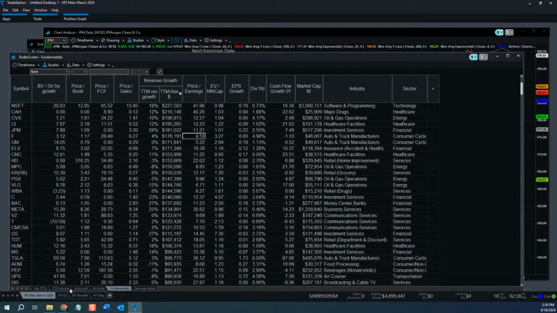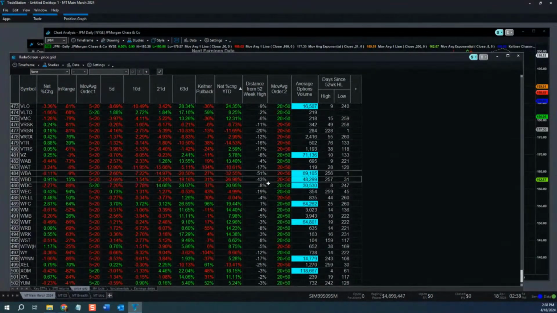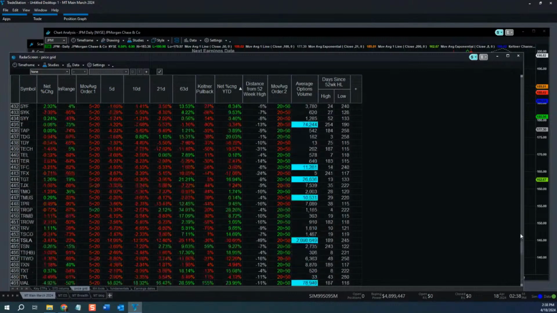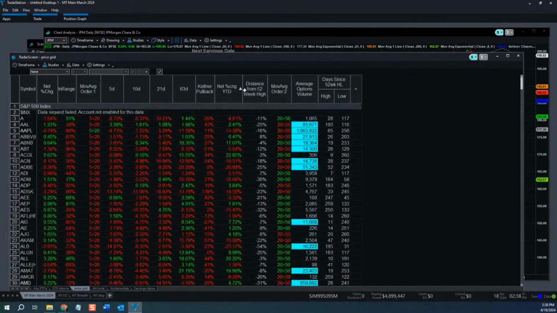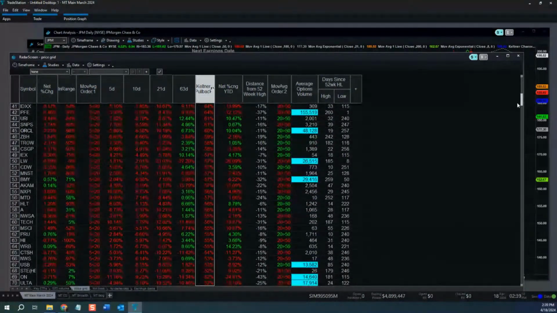Actually, let me jump back over to our price grid, because I did say I wanted to look at this example. I've also talked about Keltner channel pullback a lot, but if we look here at things that are down the Keltner pullback, this is just how it works.